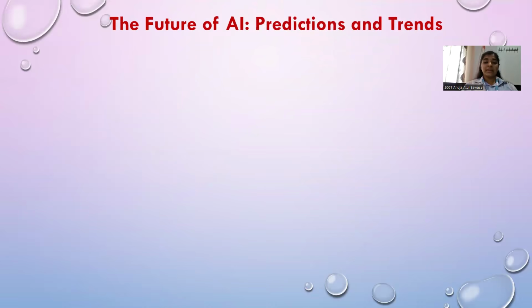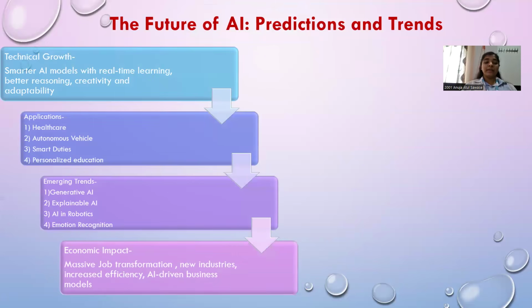Then next is the future of AI and the trends of AI. The future of AI is technical growth: smarter AI models with real-time learning, better reasoning, creativity, and adaptability. Applications are healthcare, autonomous vehicles, smart cities, and personalized education. Emerging trends are generative AI, explainable AI, AI in robotics, and emotion recognition.